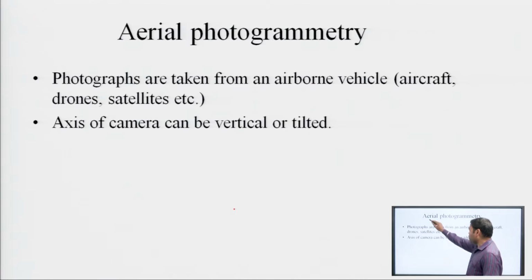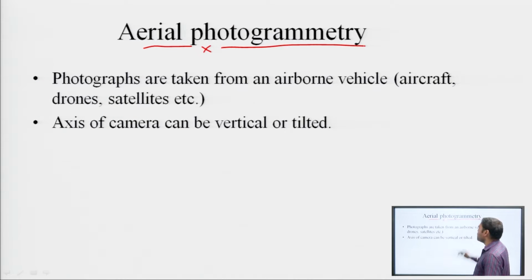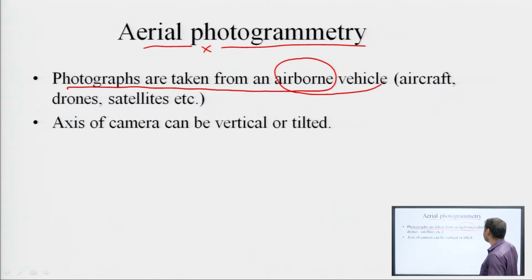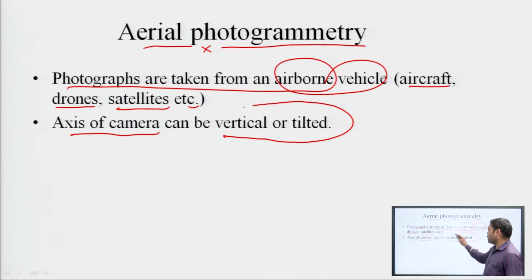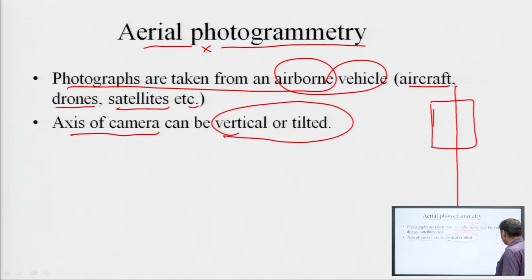Talking about aerial photogrammetry, photographs are taken from airborne vehicles such as aircraft, drone, satellite, etc. And in this type of photogrammetry, the axis of camera should be vertical or in a tilted direction. It means the camera axis should be vertical or in some tilted direction.